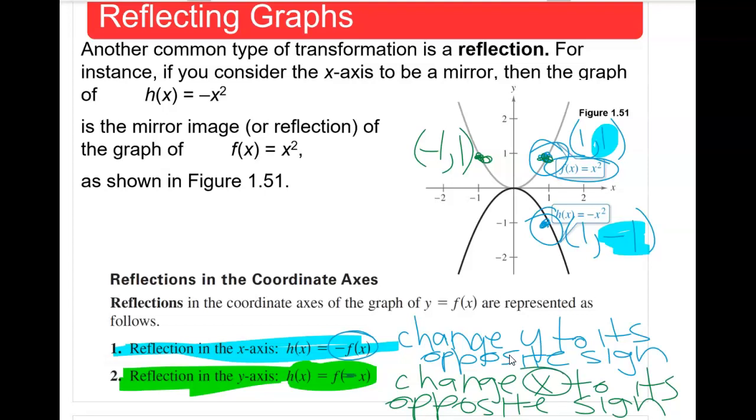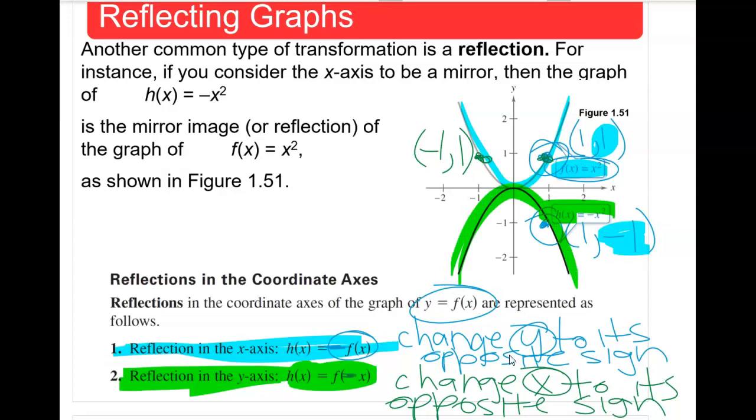So that is how we work, and because we're changing x, that's why we have the negative sign inside the parentheses. For the x-axis reflection, we're changing y, so remember y and f of x have the same meaning, the output, so that's why we have the negative outside the function. And that is how they will look. You could see the example here with the parent function being x squared, and then the reflection across the x-axis is right here, and the equation is negative x squared with the negative outside. So it was a reflection across the x-axis.